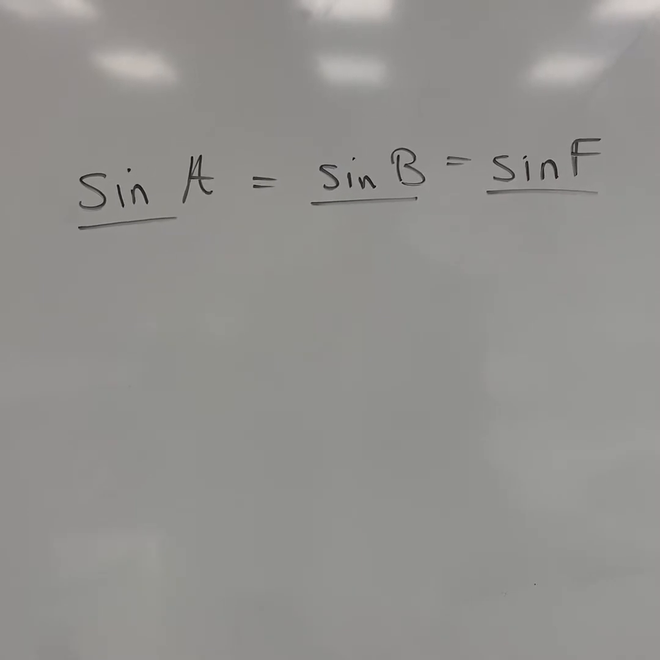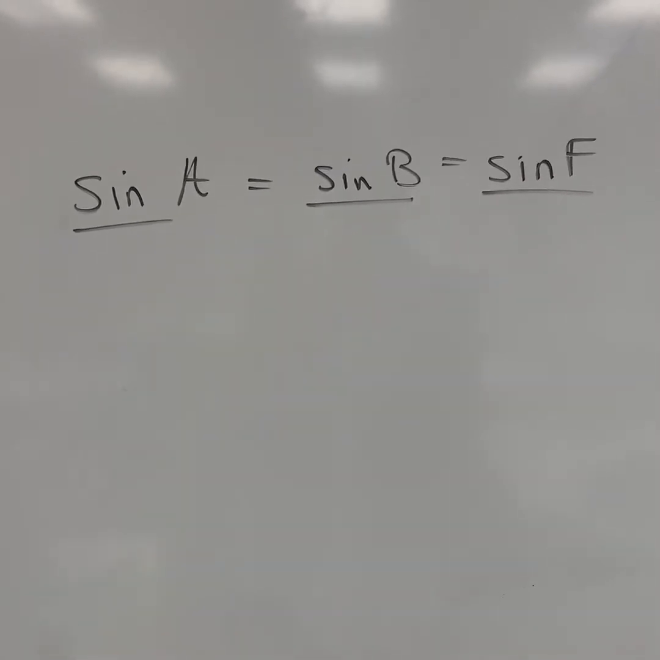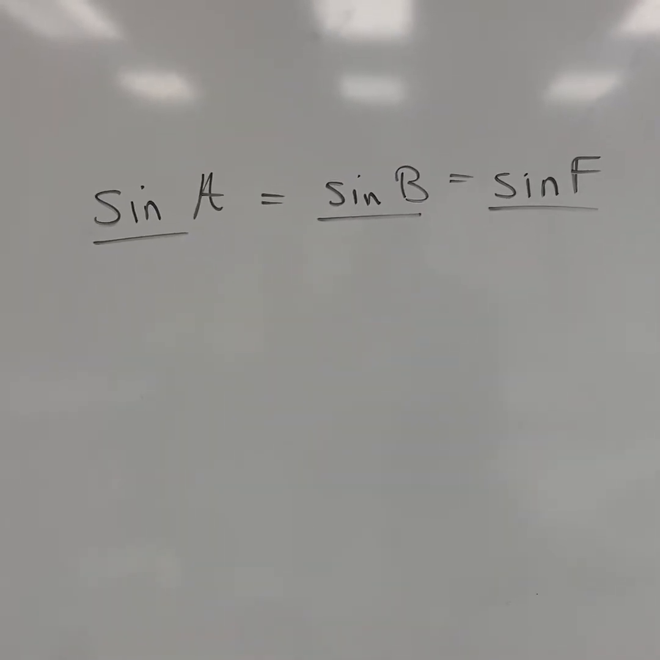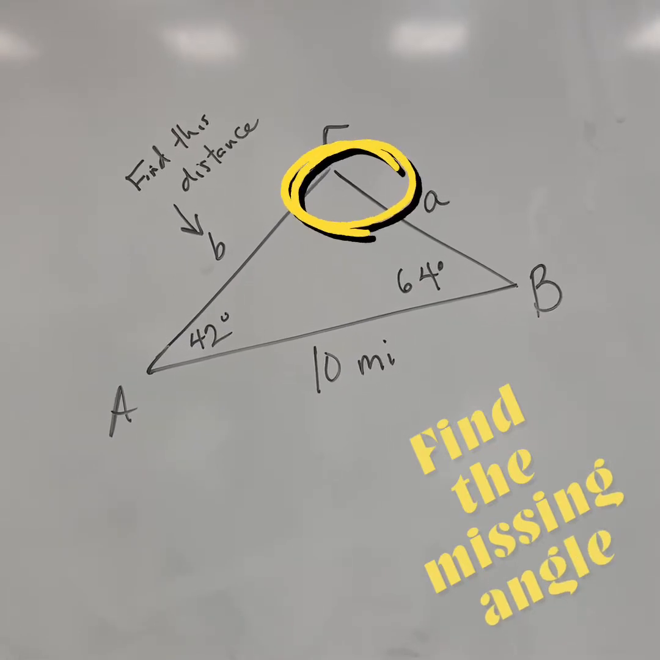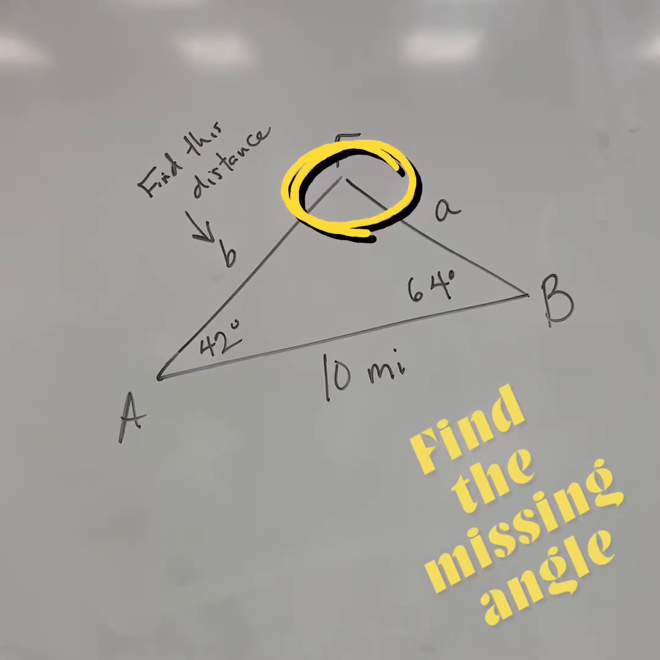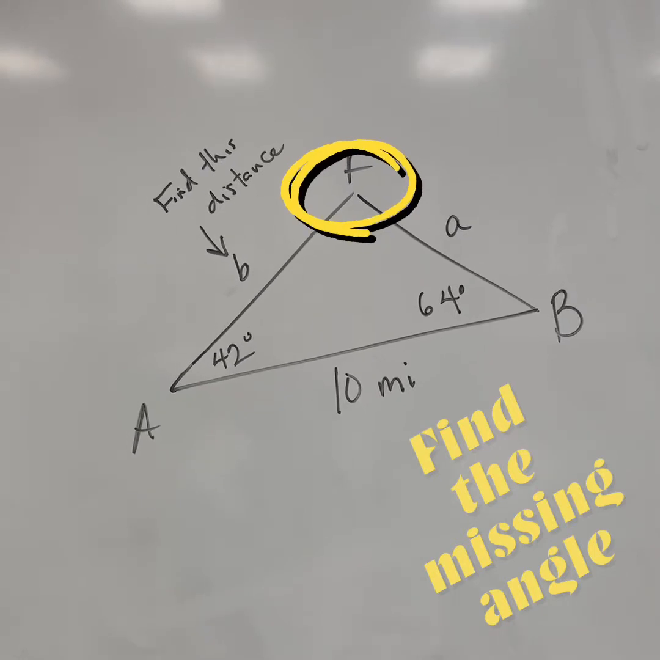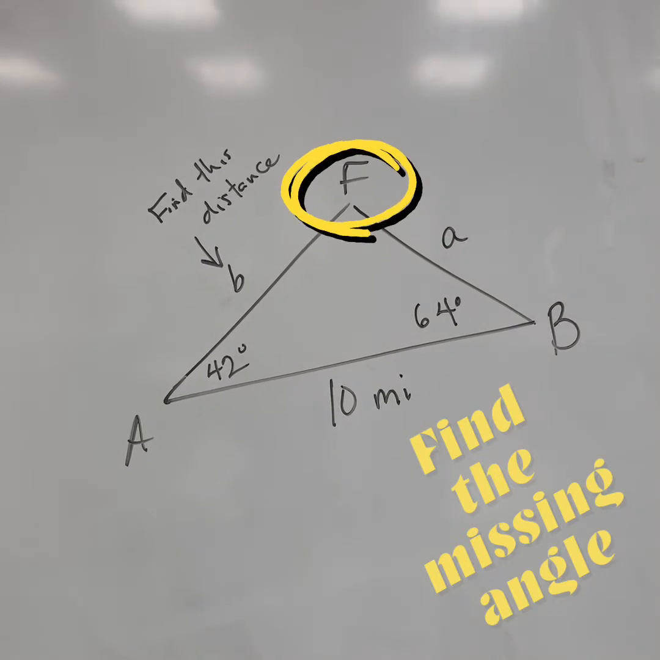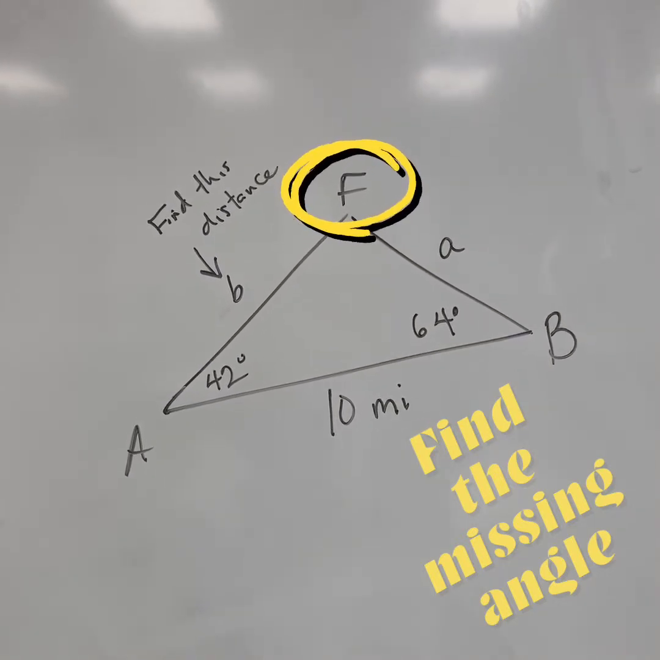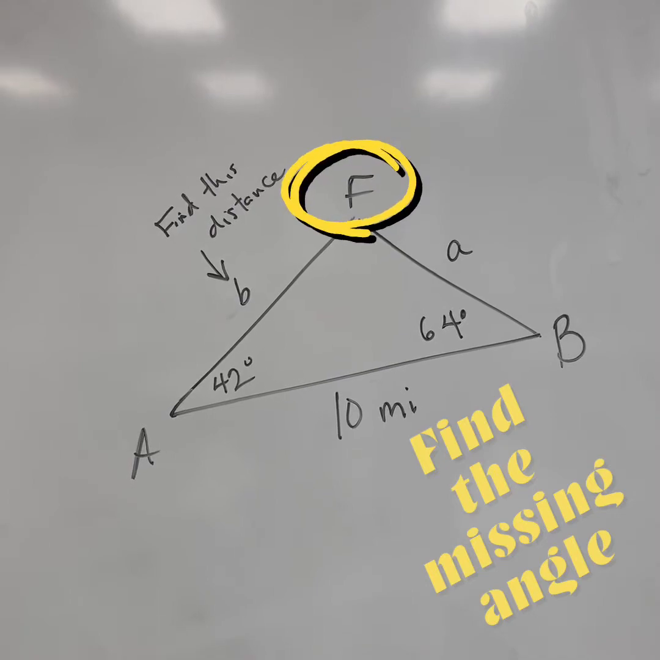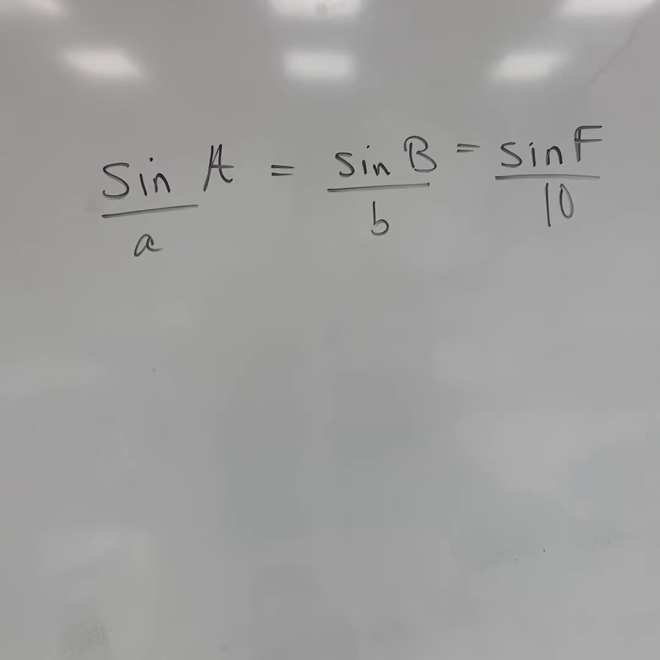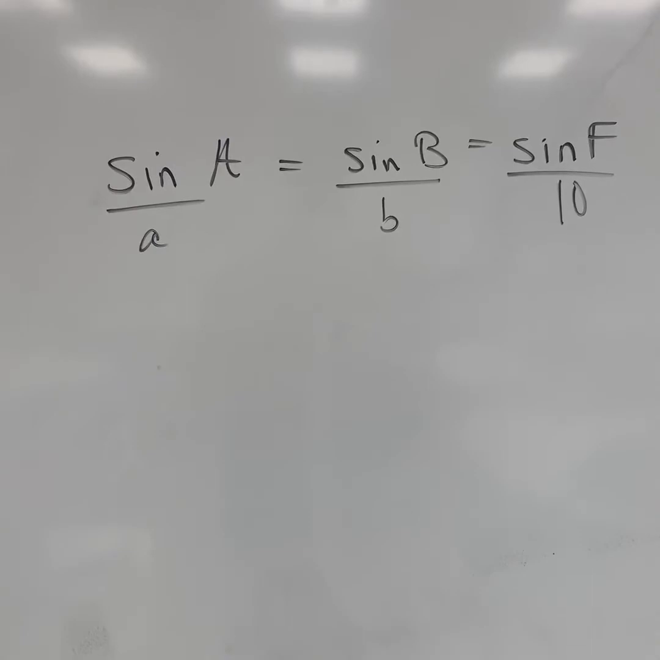Even though we don't have to use all three ratios, the best habit to form is to set up all three ratios. So now I have sine A, sine B, and sine F. Now that I have my sine functions set up, I need to get their denominators, which happen to be their opposite sides. So opposite of sine A will be a lowercase a, opposite of sine B will be a lowercase b, and opposite of sine F will be a 10. Once you set up all three ratios, it should look similar to this. The only thing we have to do now is fill in all the rest of the information from the diagram.